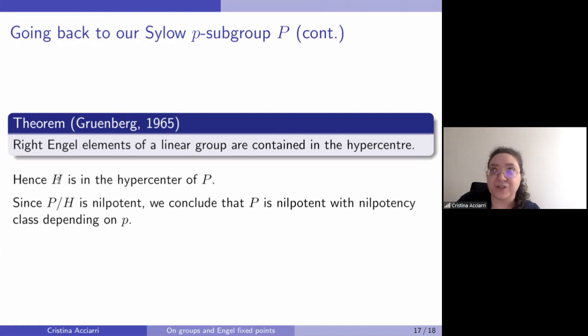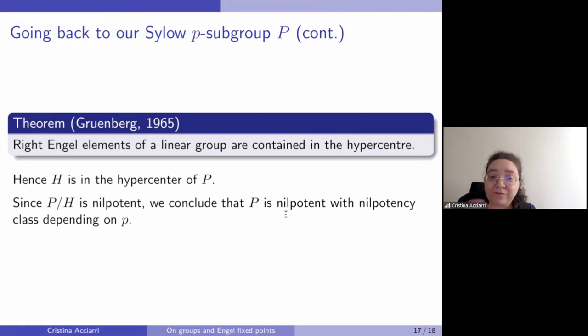Remember how H is generated. It is generated by right-angle elements, so it is contained in the hypercenter of P. But P over H was nilpotent. And so, similar to the initial idea that I gave you in the final case, we get that P is nilpotent as well, and the nilpotency class is bounded in terms of P.